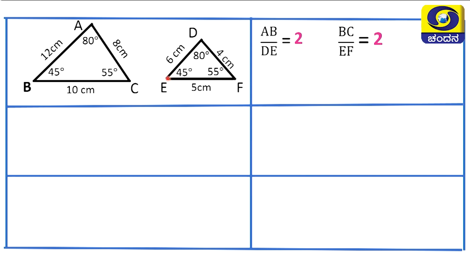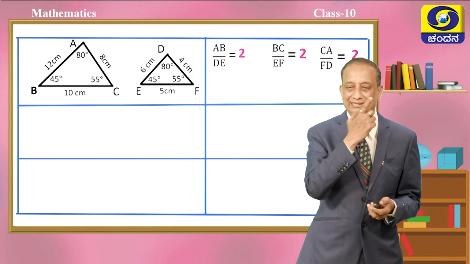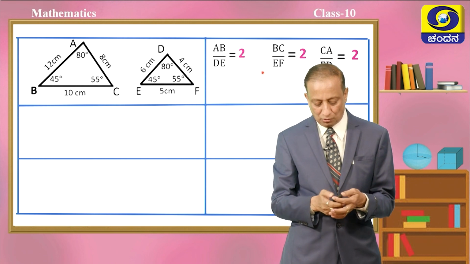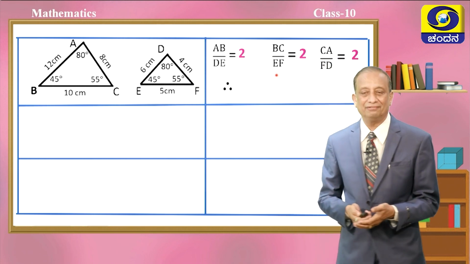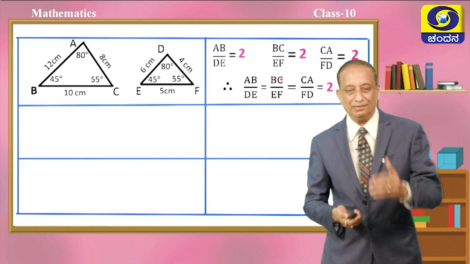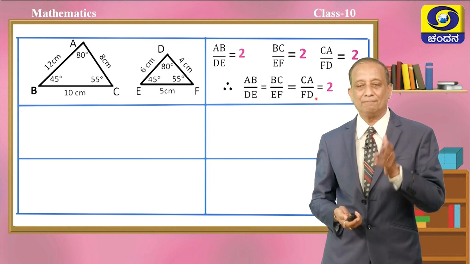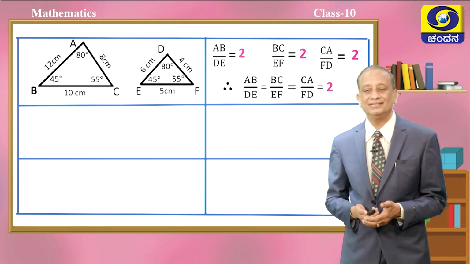Finally, we will measure AC and DF also. Let AC be 8 and DF be 4. So, again if you make the comparison, you will see that 4 ones are 4, 4 twos are 8, it is also equal to 2, which means that if two triangles are equiangular, then the three sides of one triangle are respectively proportional to the three sides of another triangle. Therefore, AB by DE is equal to BC upon EF is exactly equal to CA upon FD, and in this case it is equal to 2.